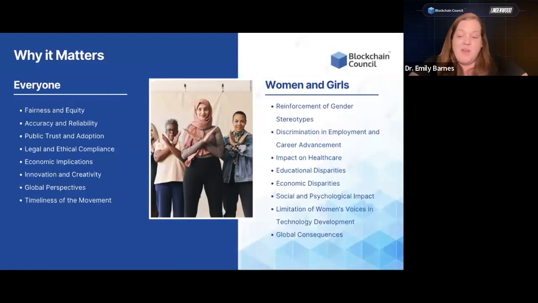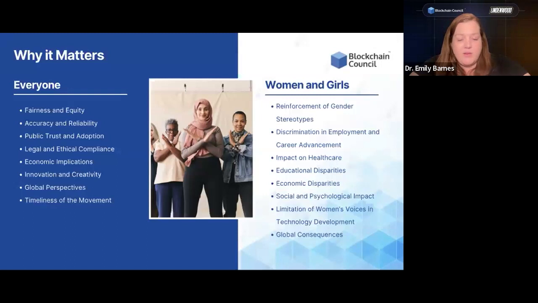Looking at social and psychological impact, I think, just a quick pause, the way that women view themselves, the way that girls view their opportunities, the way that they perceive how far they can go in their life, how much their career can grow right now is still something that's limited based on access to resources. So how does bias in AI contribute to stereotypes, how a woman views her identity, or how a young girl might perceive her ability to reach for this additional role or higher career, because there's bias in AI? So also limitation of women's voices in technology development, and then global consequences.